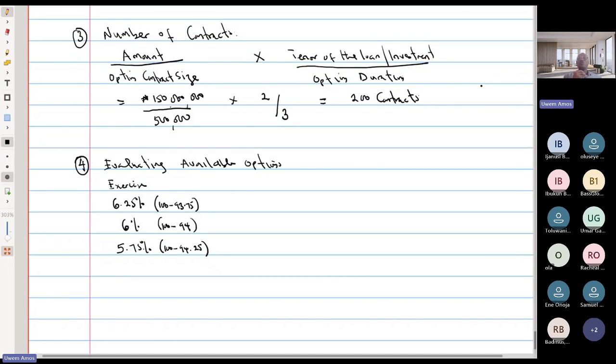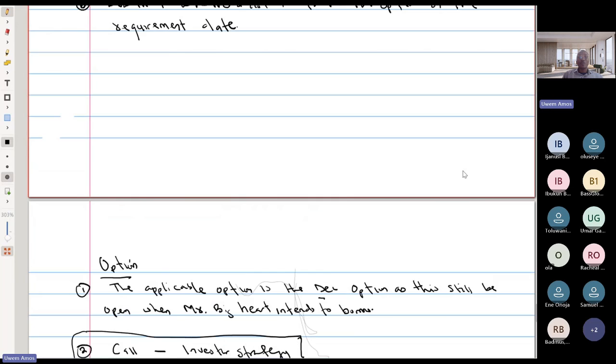However, for you to have the right to borrow at maybe 6.25, 6% or 5.75, depending on which one Mr. Big Hat goes for, he needs to pay an option premium upfront. It is when he pays that option premium for whichever one he chooses that it gives him that right. So what is the option premium for the first one, the second one, as well as the last one? Let's go back to our question quickly and get the different option premiums.